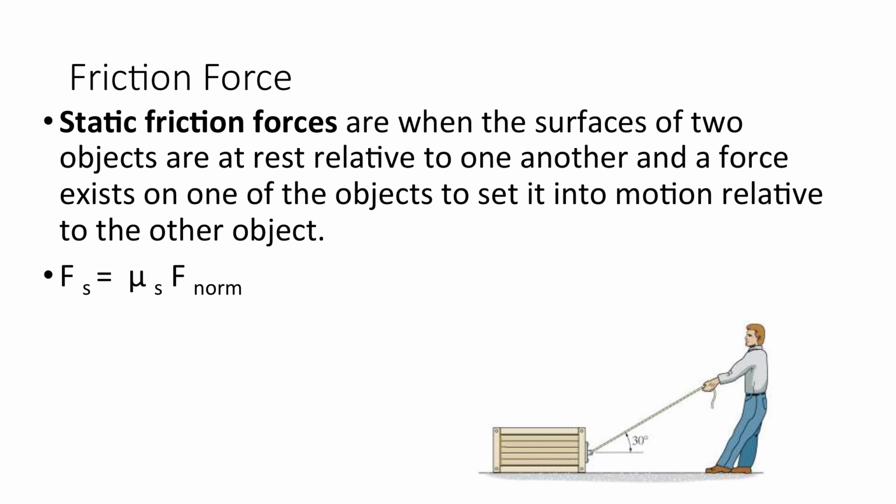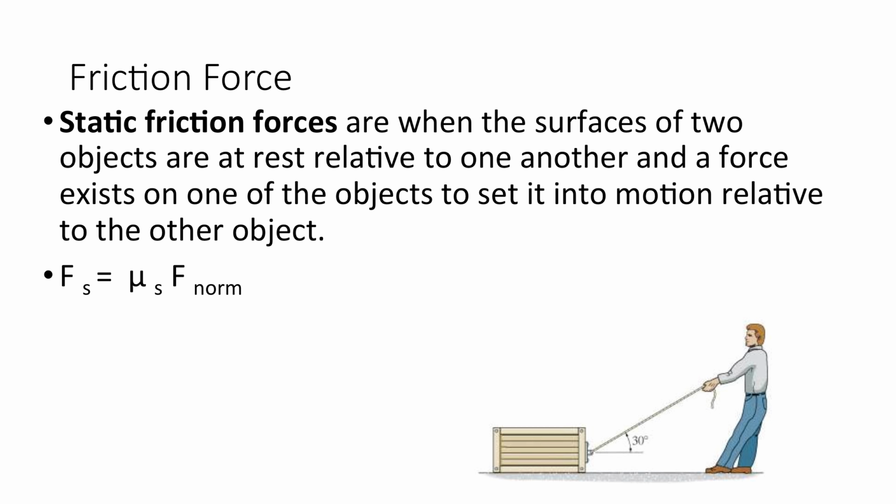All right, so the two types of friction that we're working with are going to be static friction and sliding friction, also called kinetic friction. So static friction forces are when the surfaces of two objects are at rest relative to one another, and a force exists on one of the objects to set it into motion relative to the other object.